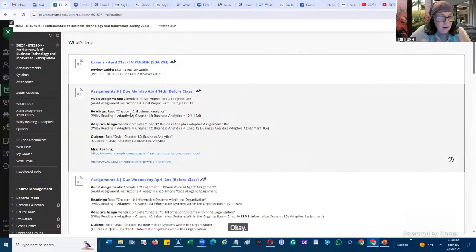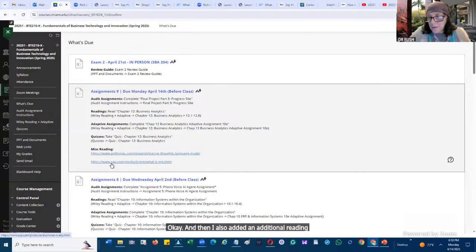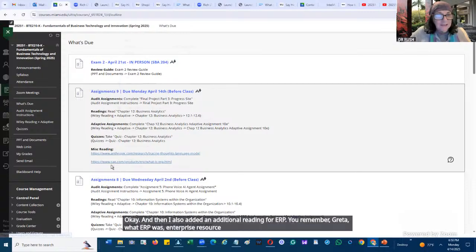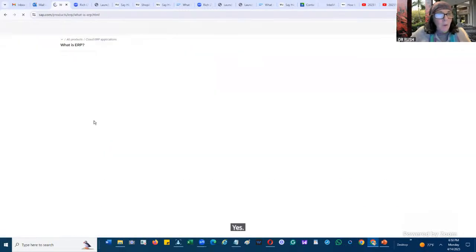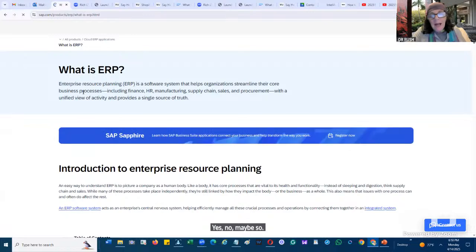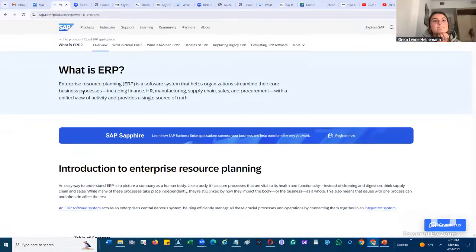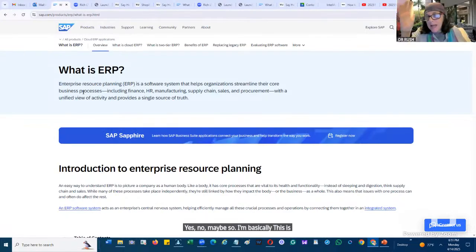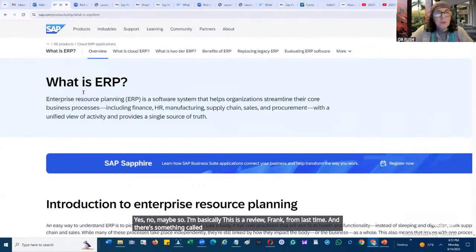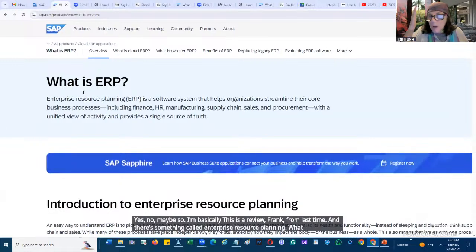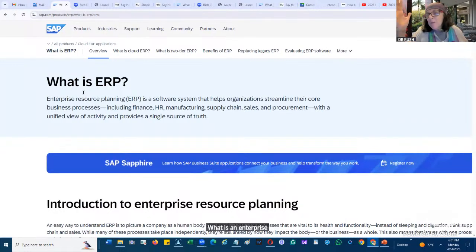And then I also added an additional reading for ERP. You remember, Greta, what ERP was? Enterprise Resource Planning, that we talked about last time. Do you remember that? Yes, no? Maybe so. Basically think about this as a review, Frank, from last time. And there's something called enterprise resource planning. What does that mean? What is an enterprise, Greta? An enterprise is any large organization, right?